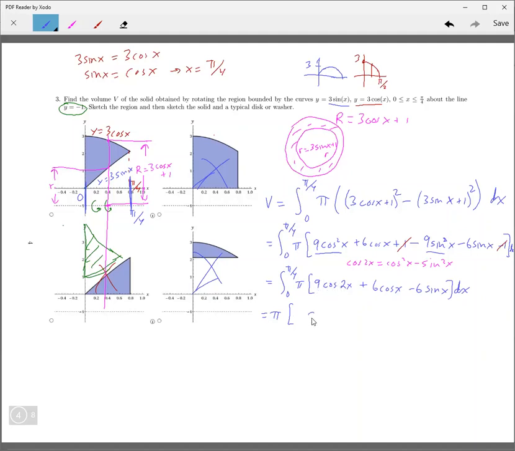Integral of this, that would be sine. If we take the derivative of sine 2x, we get cosine 2x times 2, so if we just divide by 2, we got it. Then this one right here is 6 sine x, because the derivative of sine is cosine. And then here, it's going to be 6 plus 6 cosine x, because the derivative of cosine is negative sine, so it gives us the negative there. And you're going to evaluate that from 0 to pi over 4.